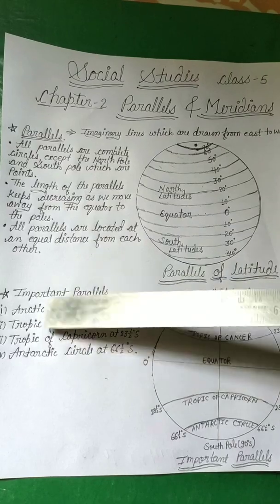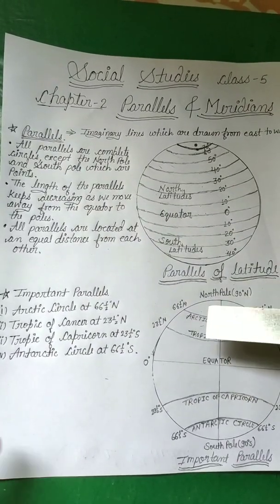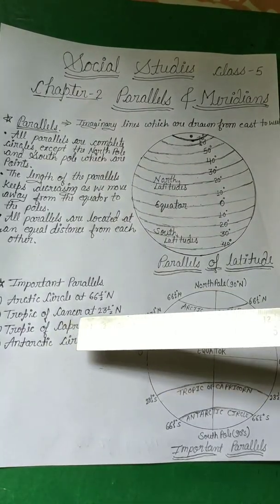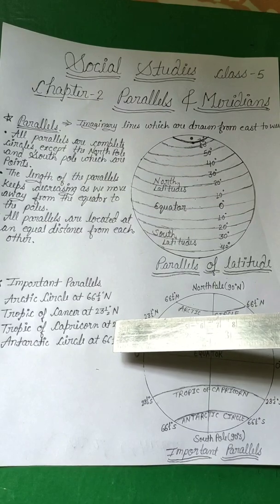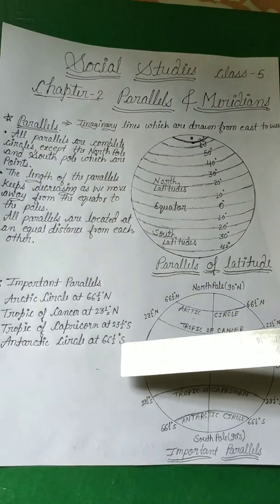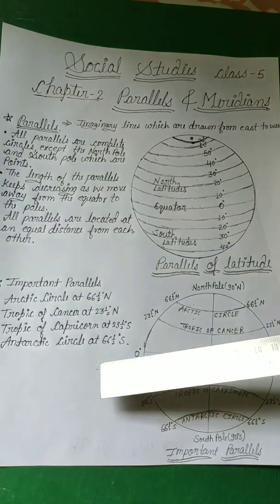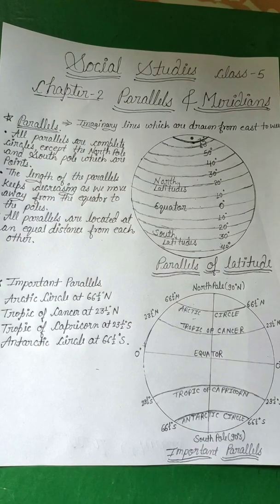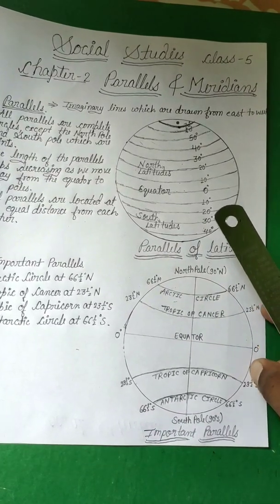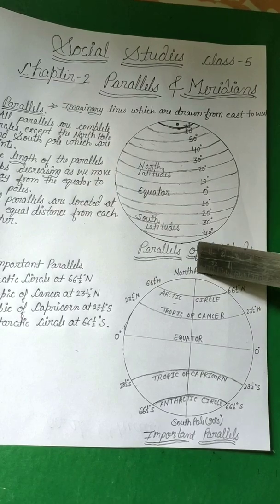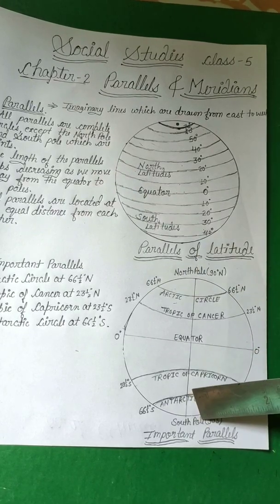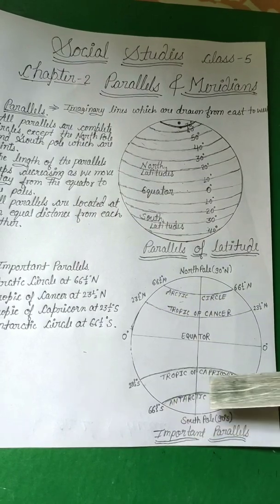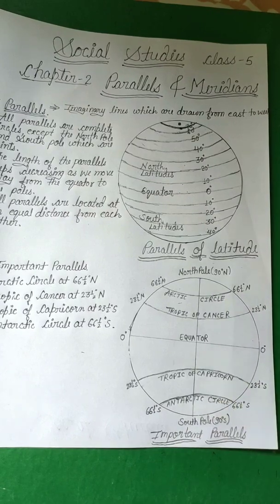Now here are some important parallels. First, the Arctic Circle at 66.5 degree north, the Tropic of Cancer at 23.5 degree north, the Tropic of Capricorn at 23.5 degree south, and the Antarctic Circle at 66.5 degree south. We will understand this through the diagram. Here this is our North Pole and this is the South Pole. This is our equator, and this is the Arctic Circle, Tropic of Cancer, Tropic of Capricorn and Antarctic Circle.